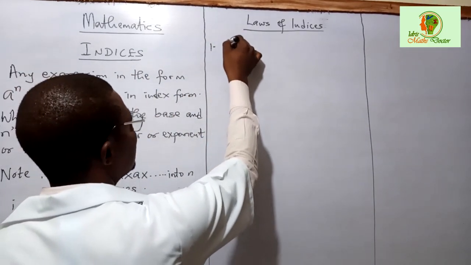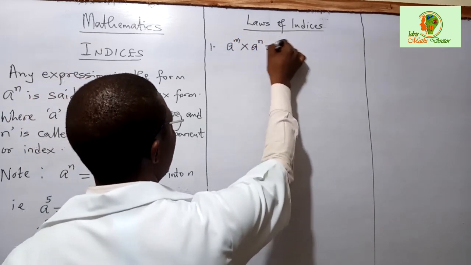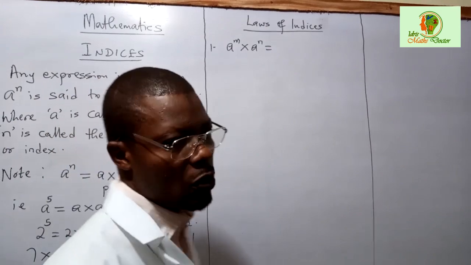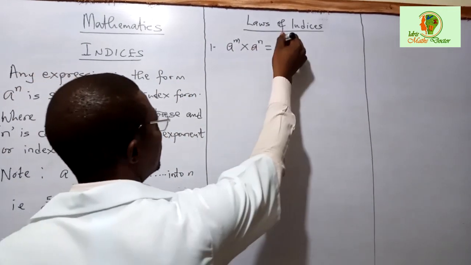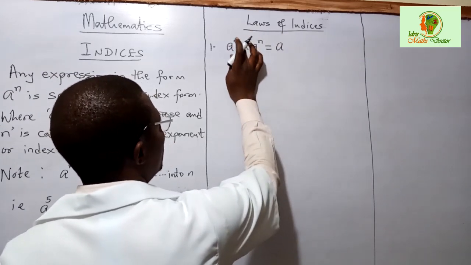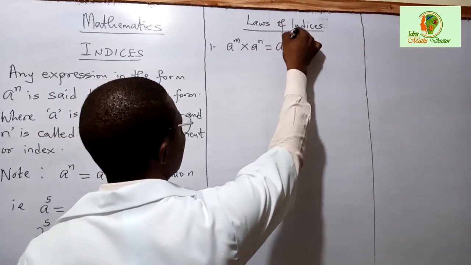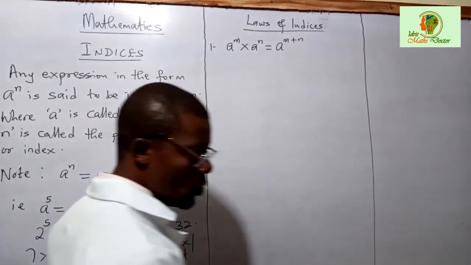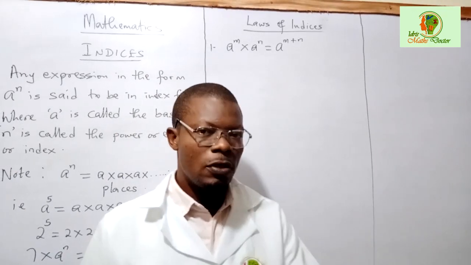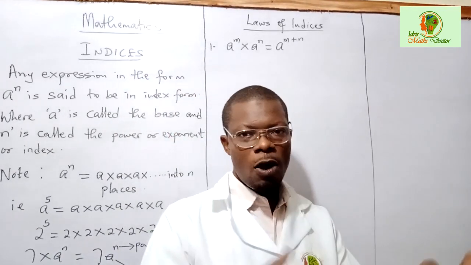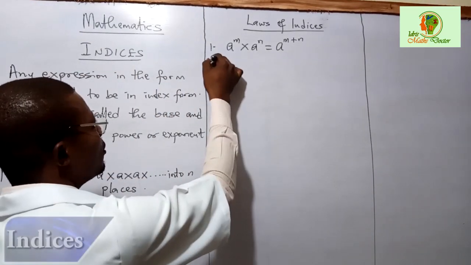The law states that if we have a raised to power m multiplied by a raised to power n, this law is the same thing as what we call the product rule. Since the bases are equal, you pick one and you look at the sign. If it is multiplication, you add the powers, that is m plus n. What I'm going to do is this. I will quickly run through the laws, then we start solving problems. And you see how I'm going to be applying the laws to tackle each problem that comes our way.